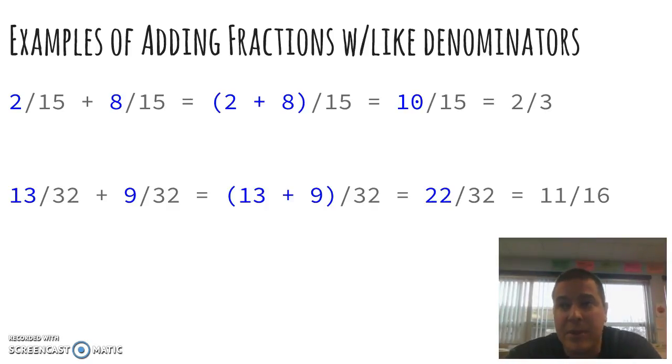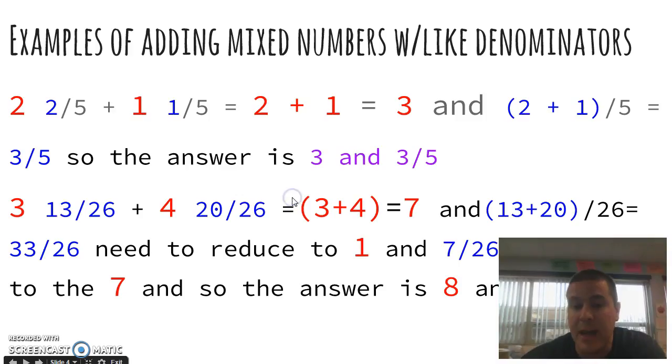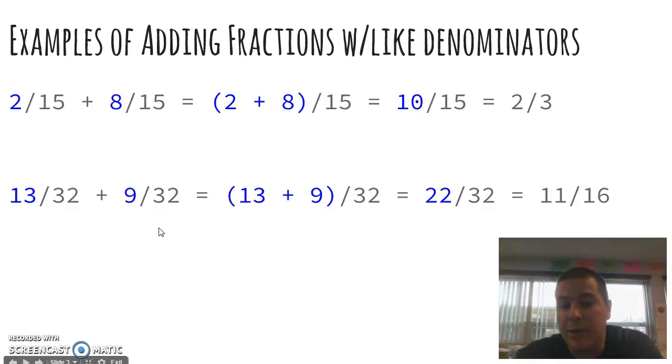The second example is 13 over 32 plus 9 over 32. Once again, you're going to take what's in parentheses, add 13 plus 9, which is going to be 22, over 32. Both are even. Divide both by 2, because remember that is a number that will always go into an even number, and you get 11 over 16.